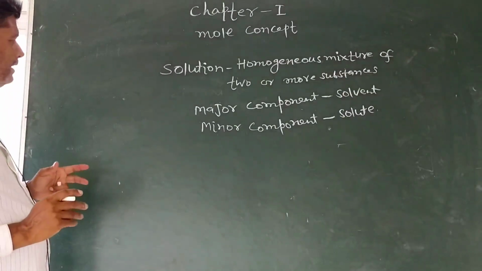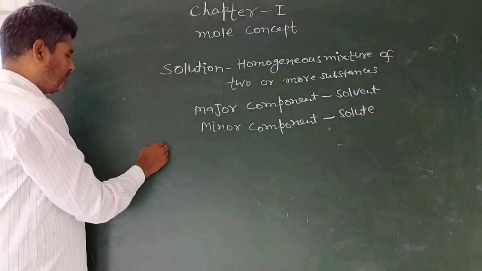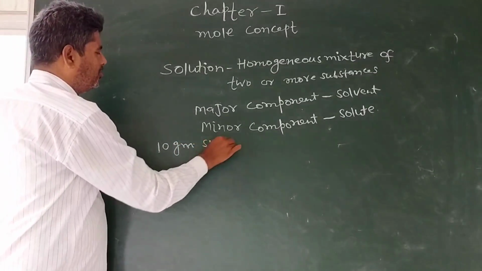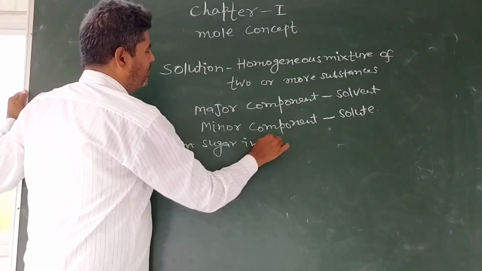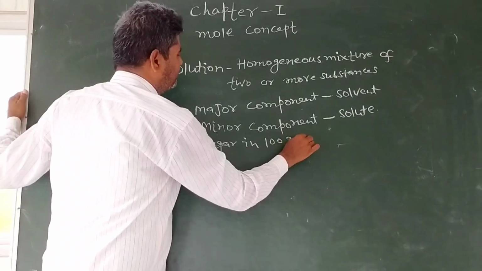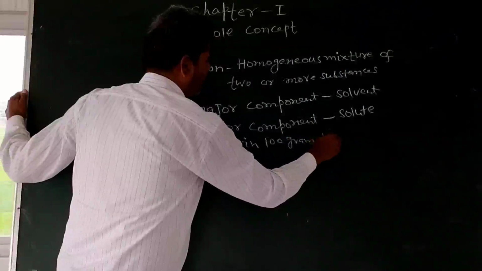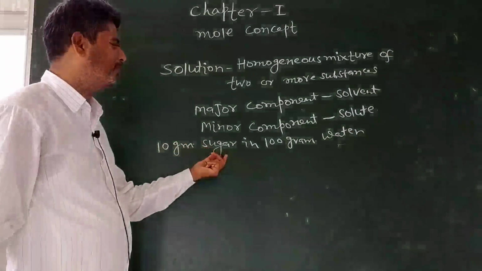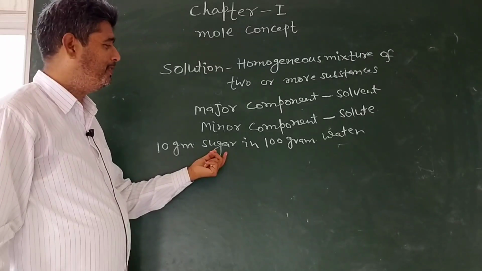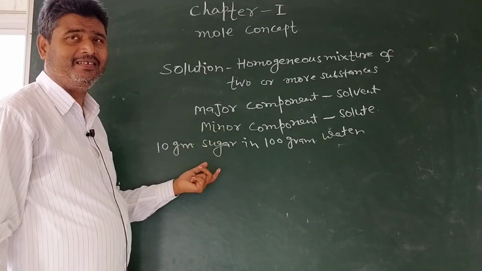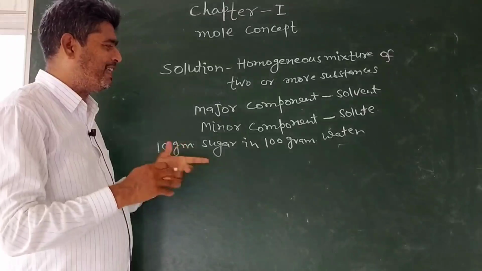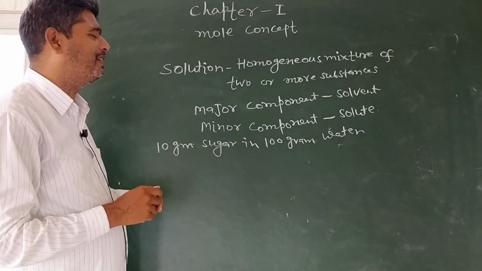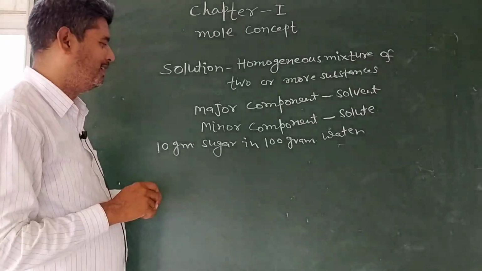Suppose we dissolve 10 gram sugar in 100 gram water. After adding the sugar in water, we stir or shake till it is homogeneous. Thus, a homogeneous mixture, that is solution, is obtained.